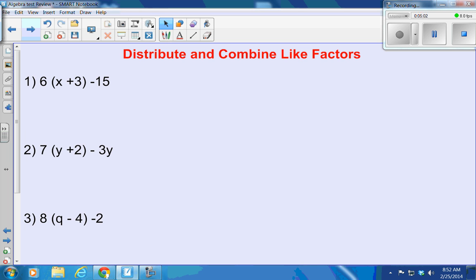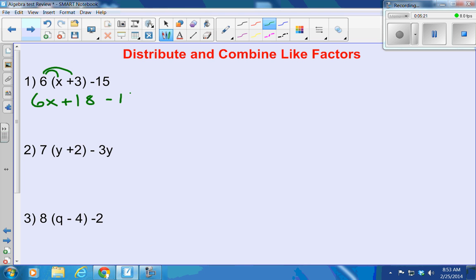Okay, here we go. The next set is you have to distribute out and then combine your like terms. So number one, I will show you an example of it. There's nothing in between the 6 and the parentheses, so I have to distribute out. 6 times x is 6x. 6 times 3 is 18. And then I bring down my 15. Now I can combine my like terms. I can combine my 18 and my negative 15, or minus 15. 18 minus 15 is a positive 3. So I get 6x plus 3. I can't combine anymore. That is my answer.